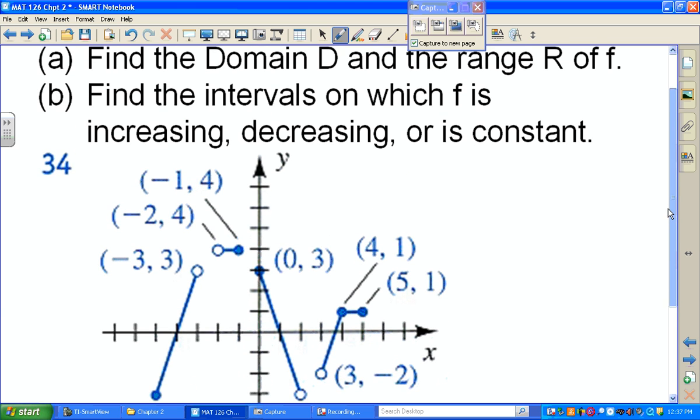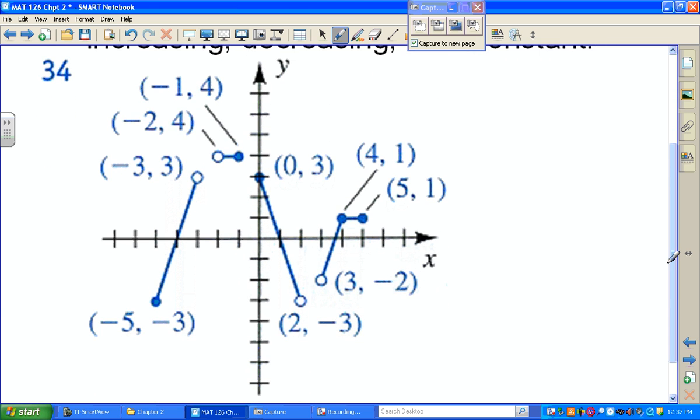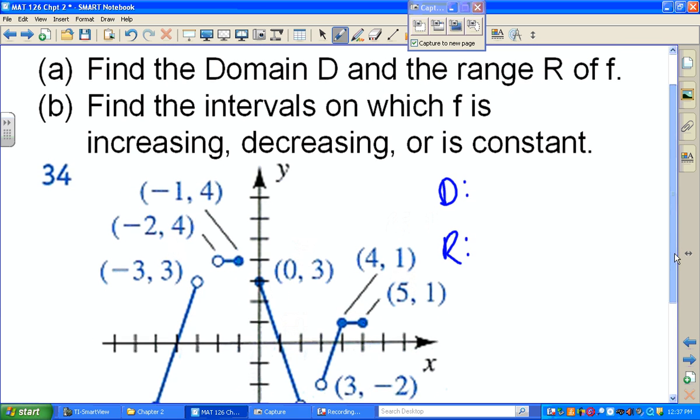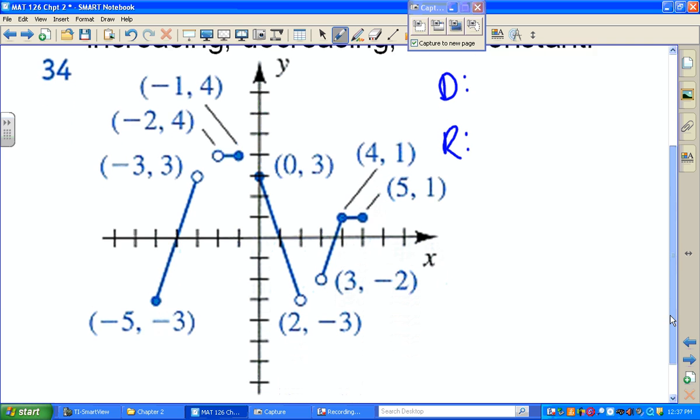Find the domain and range. Domain is the x values that are being used, and the range is the y values. I'm going to answer in interval notation. I'm not sure if that's what it says. Oh, it says find the intervals on part B. So all the x values that are being used.